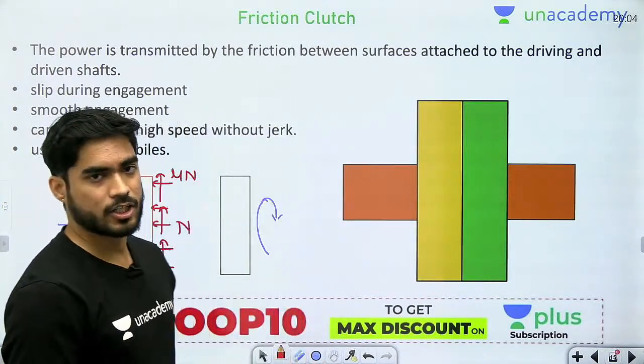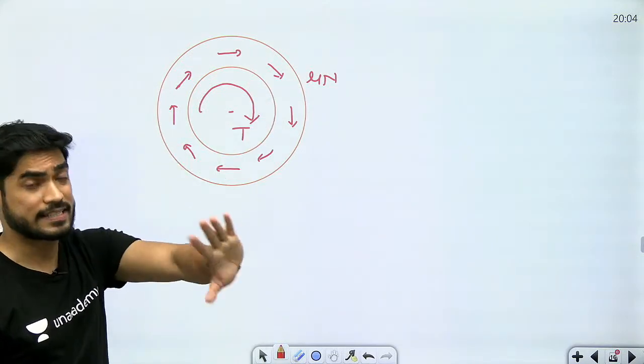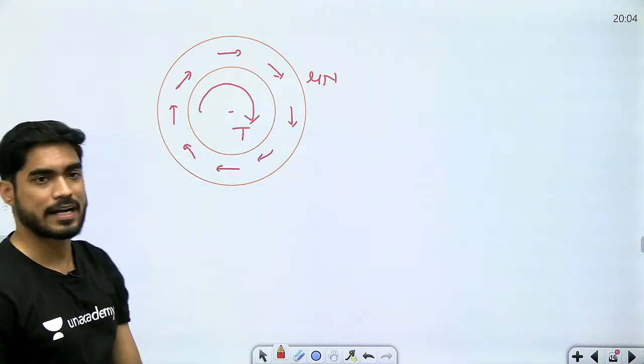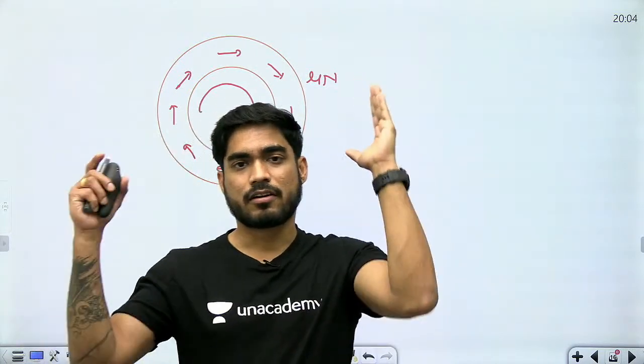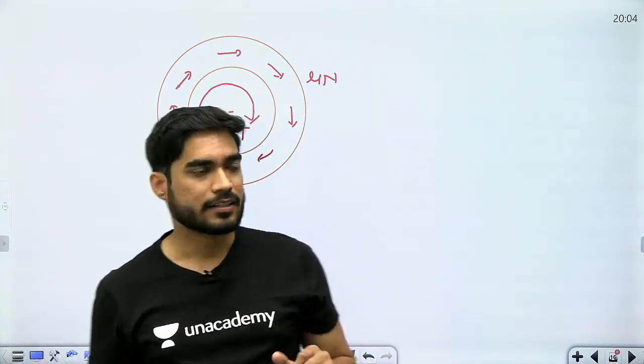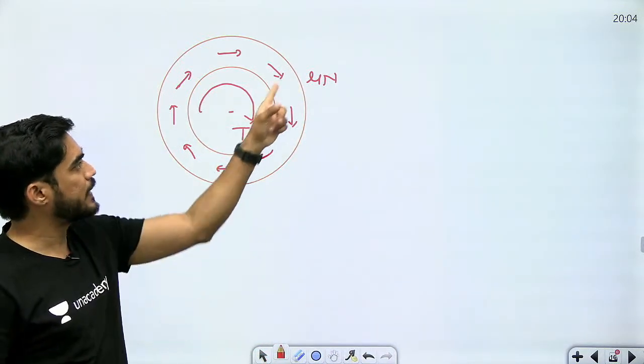How much torque you will get? You will get the torque mu n multiplied by r, okay? For example, mu n multiplied by r. So beta, you can see that in order to have high torque, the friction force should be high. So here the torque transfer depends upon the friction.